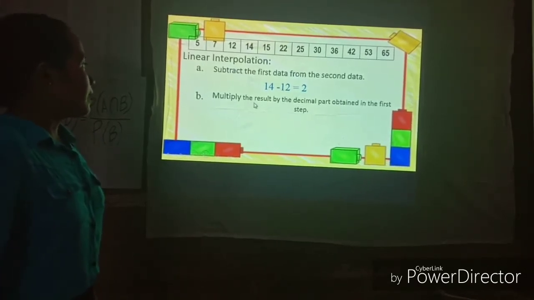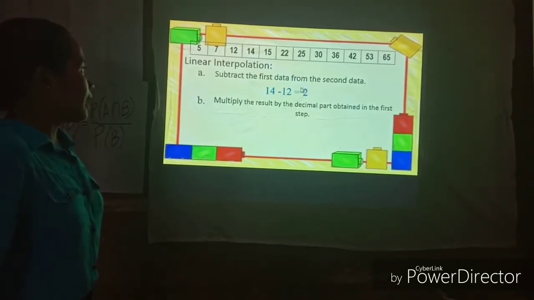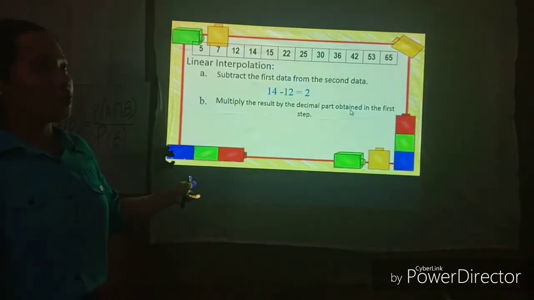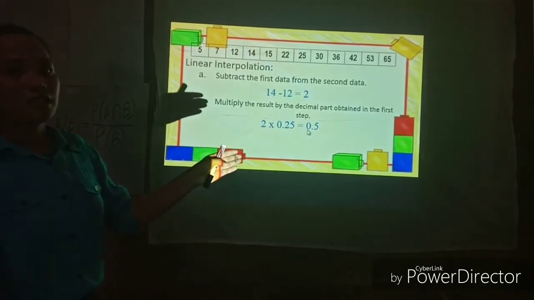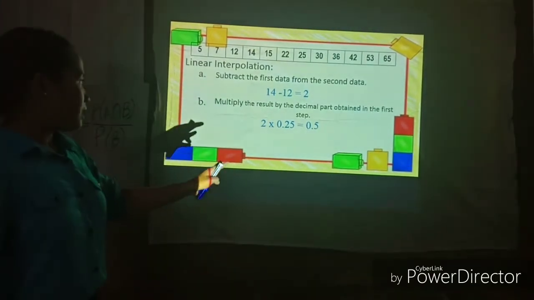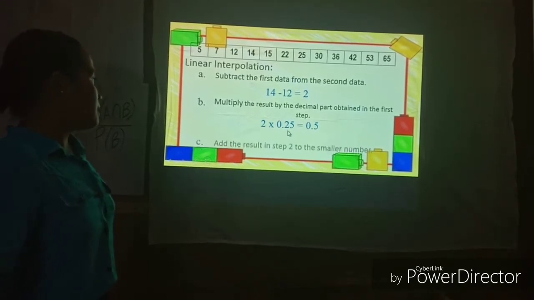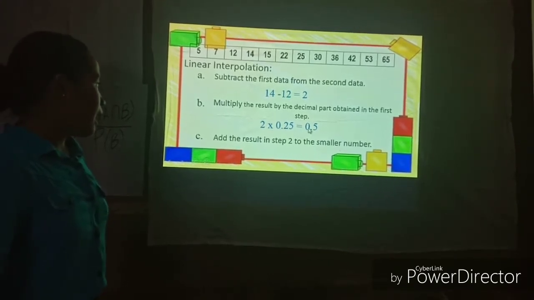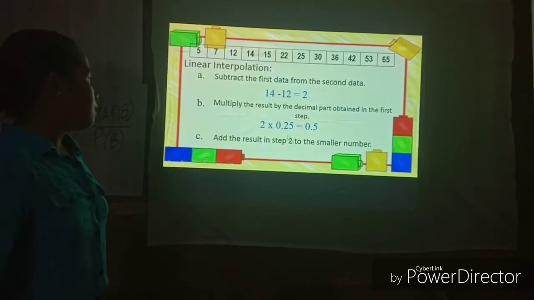Next is to multiply the result by the decimal part obtained in the first step. So we multiply 2 by the decimal part of the 3.25th position of quartile 1, which is 0.25. Next is to add the result in step 2 to the smaller number. So we add 0.5 to the smaller number, which is 12. We have 12 plus 0.5.